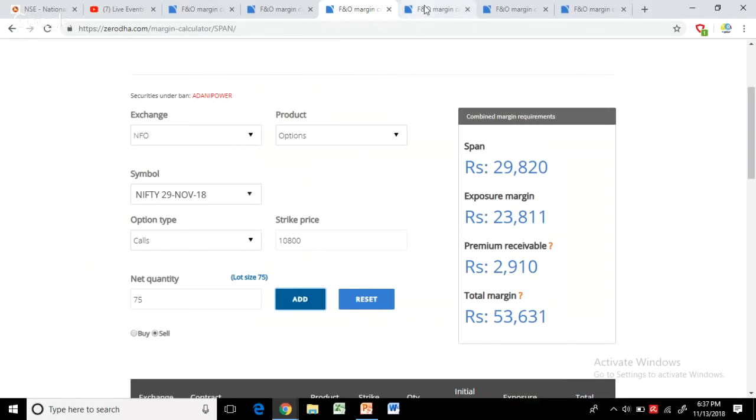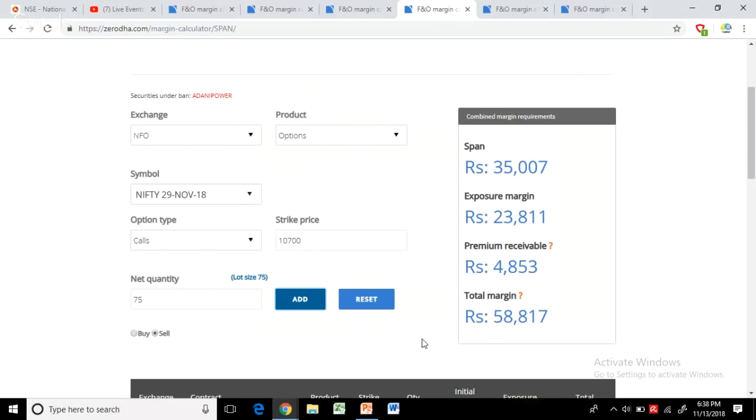Let's see 10,700. See this 10,700, the margin requirement has become 58,817. 58,000 vis-a-vis 10,800 is 53,000. So more than 5,000 rupees margin has increased if I have shifted my position from 10,800 to 10,700. This is very, very critical to understand, because when you are trading in options with a trading plan, many times you need to do some adjustments wherein you're squaring off one position and you're selling a different position.